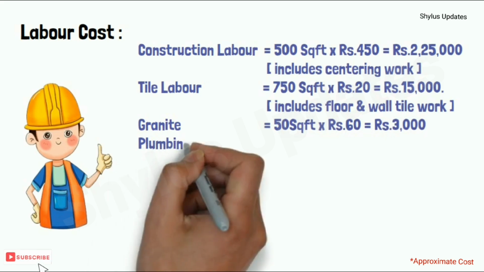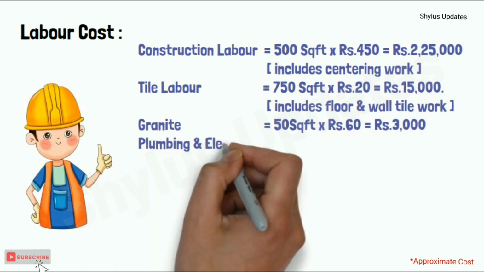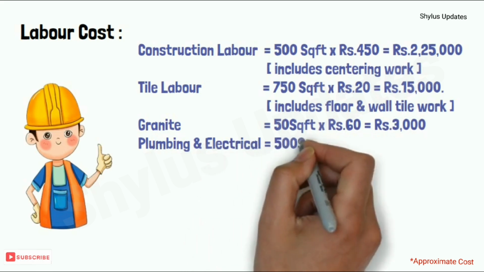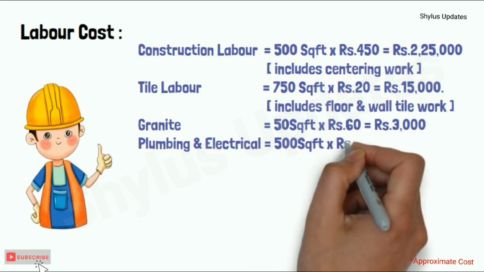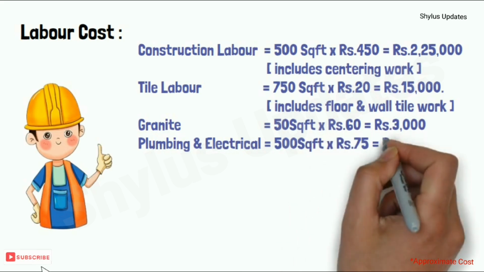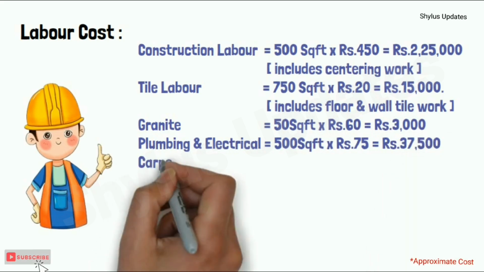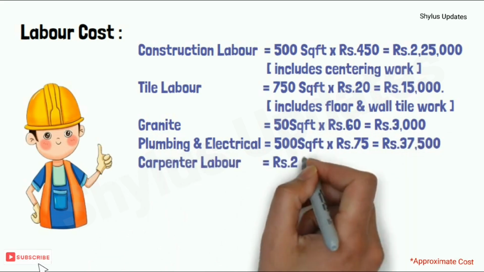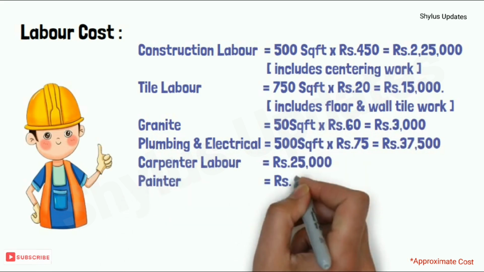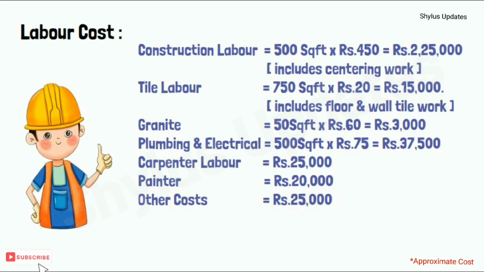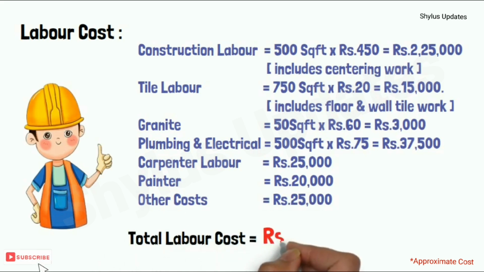Plumbing and electrical labor cost. Plumbing and electrical works are done for 500 square feet. For that the labor cost is rupees 75 per square feet. When you multiply 500 square feet into rupees 75, you will get rupees 37,500. Carpenter labor cost is rupees 25,000. Painter rupees 20,000. Other cost is rupees 25,000. When you add all these costs, you will get the total labor cost is rupees 3,50,500.